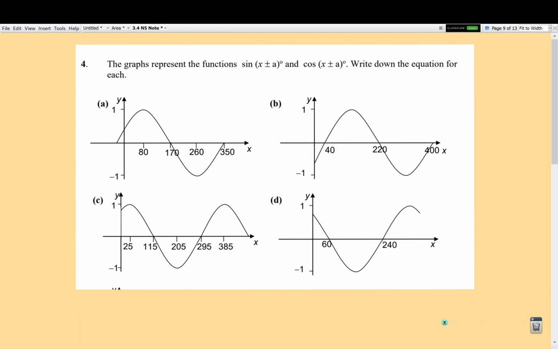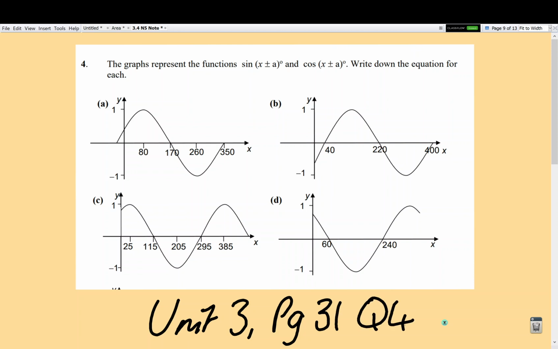Okay guys, so what I'd like you to do now please is practise by yourself. The phase angle questions start in the Unit 3 booklet, of course. It is on page 31 and it's question 4 that I want you to start on. I've taken a snapshot of it. It's quite confusing because the numbers they've written onto the graph aren't the standard 90, 180, 270. They're the numbers after the graph has moved either left or right. So you have to first of all understand if it's cosine or sine.